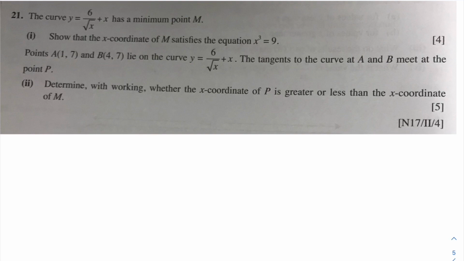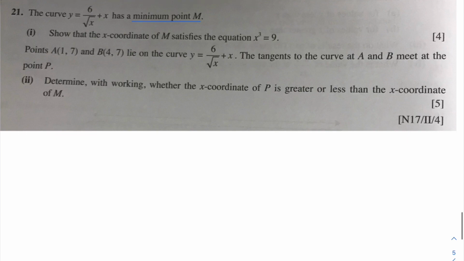Question 21. The curve has a minimum point M. So if I may, just for illustration purposes, draw a curve. There's a minimum point, we call it M, and this minimum point has a value of x1 and y1. Show that the x coordinate of M, which is x1, satisfies the equation x cubed equals 9.